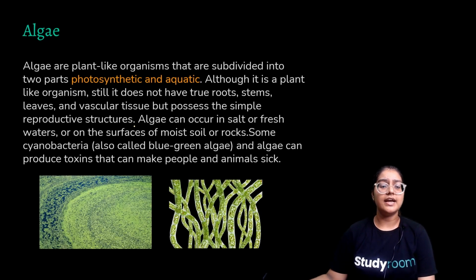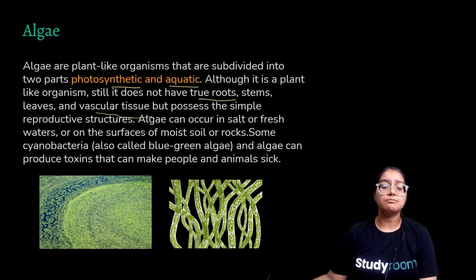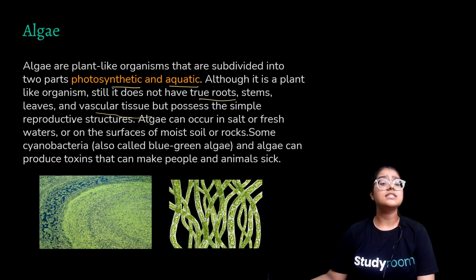Now algae are somewhat like plants. They are plant-like organisms that are subdivided into two categories, photosynthetic and aquatic. Photosynthetic means just like plants, they make their own food with the help of photosynthesis, and aquatic means they live in the water. Although it is a plant-like organism, still it does not have true roots, stems or leaves, or vascular systems or tissues. But it has the simplest reproductive structure. So it is not basically a plant with full leaves, roots, stems, but it is a plant-like structure.